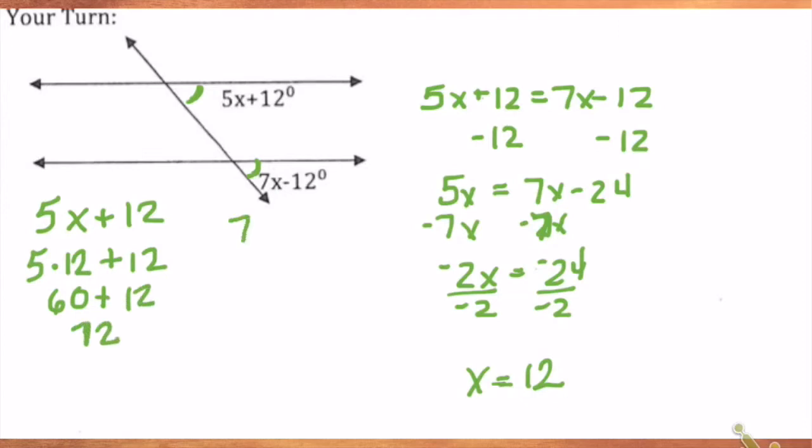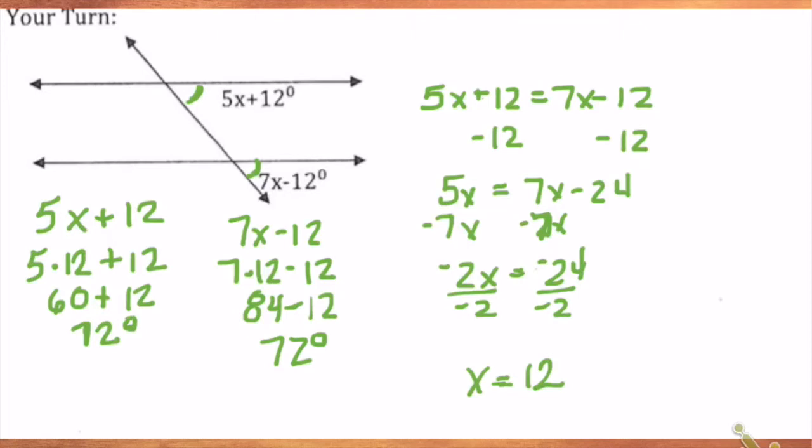Now I do want to check the other expression just to make sure that they come out the same, because they are supposed to be the same. And so here I get 84 minus 12, and that also gives me 72 degrees, so that's good. We do want them to match since they were corresponding angles. So when I fill in here, I know that this one is 72 degrees. I know that this angle is 72 degrees.